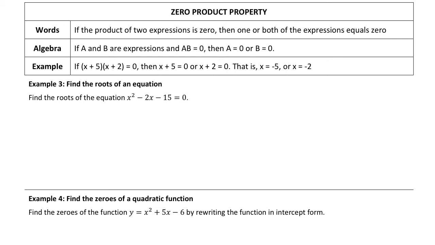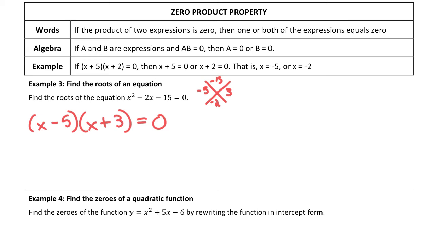So in example 3, we are still doing the factoring. I'm going to factor this. Negative 15, negative 2, my two numbers, negative 5, positive 3. So writing this equation out in factored form would be x minus 5 times x plus 3 equals 0.